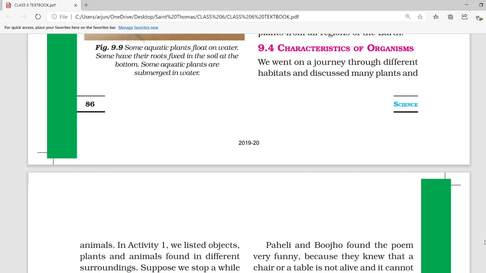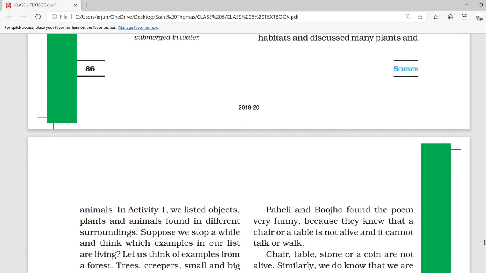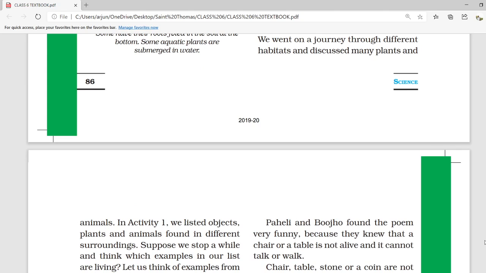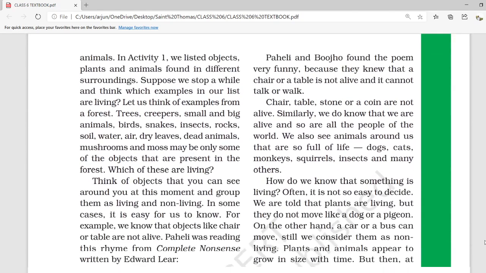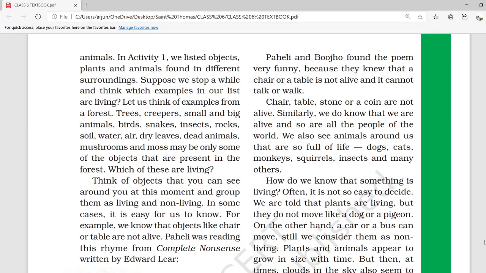So let's start. We went on a journey through different habitats and discussed many plants and animals, right? We have discussed the habitats of desert, of forest, of mountains, and in aquatic, of oceans and of lake, right? Terrestrial, non-terrestrial, saline and freshwater habitats. Moving further, in activity number 1, we listed objects, plants and animals found in different surroundings.